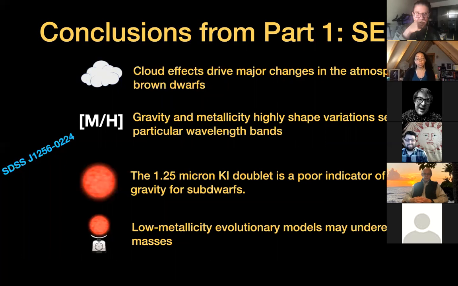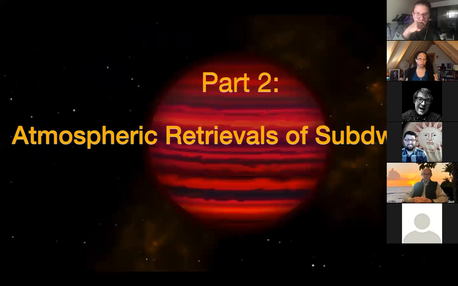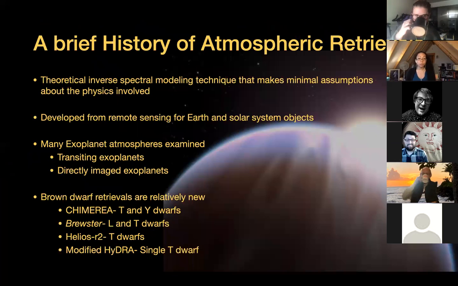Since I've gleaned as much as I can from this observational based work, I took a turn to using a more theoretical based method of atmospheric retrievals to dig deeper into subdwarf atmospheres. So first, a little history of atmospheric retrievals. They are an inverse spectral modeling technique that tries to make minimal assumptions about the physics involved. They were developed from remote sensing for Earth and solar system objects, and they've been used primarily in exoplanet science, where a lot of work's been done with transiting planets and a little bit of directly imaged planets, but for brown dwarfs, it's relatively new.